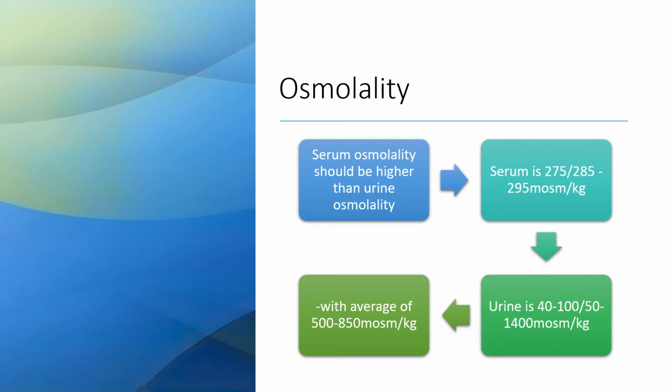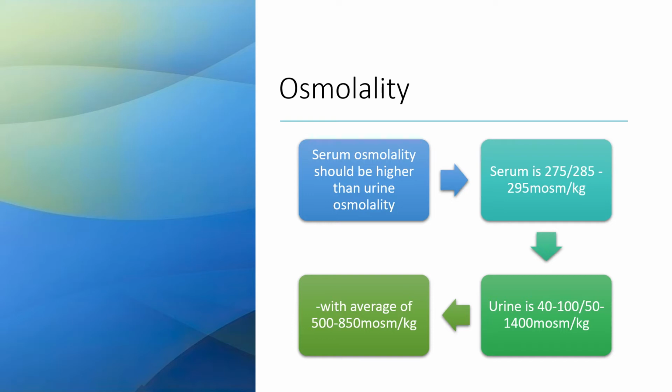Osmolarity, and please take note of that. I'm not saying osmolarity. This is osmolality. It's going to take a separate presentation to distinguish between osmolality and osmolarity. But for this purpose, I'll stay on osmolarity alone. Serum osmolarity should be higher than urine osmolarity. The serum is expected to be between 275, and it depends on the laboratory value anyway. Different labs will give different values or range.